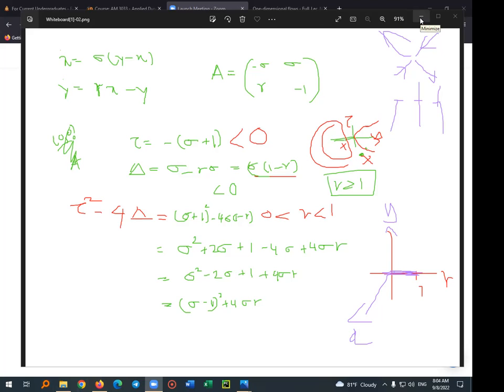Find all three eigenvalues. Then investigate the real parts of those eigenvalues. You will see that when R is between 0 and 1, all real parts are negative. That means the origin is stable, right? When R is greater than 1, you will notice one of the real parts becomes positive. That means unstable. So do that exercise.